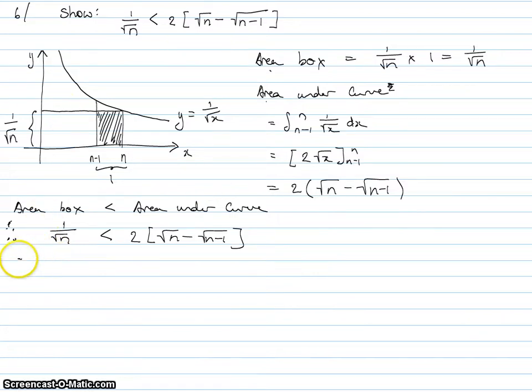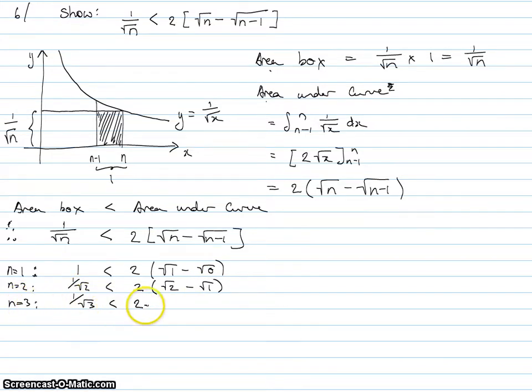So let's see what happens. What happens when n equals 1? That tells us that 1 is less than 2 times square root of 1 minus square root of 0. What about if n equals 2? It means that 1 over root 2 is less than 2 times root 2 take root 1. n equals 3 tells us 1 over root 3 is less than 2 times root 3 minus root 2. n equals 4, 1 over root 4 is less than 2 times root 4 minus root 3.